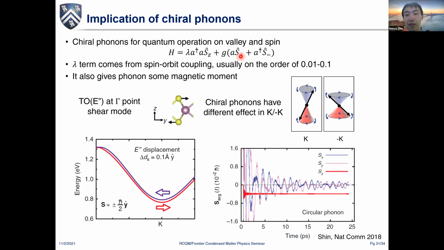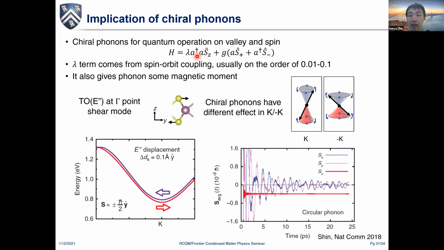But the other phenomenon is also very interesting, which is a dispersive coupling. So if there are chiral phonons inside the system, then this material is spin polarized. So this term exists basically because of spin-orbital coupling. You can do dimensional analysis to calculate the relationship between this lambda coupling and spin-orbital coupling. But the result is usually on the order of, say, 1% to 10%. So what does this number mean?